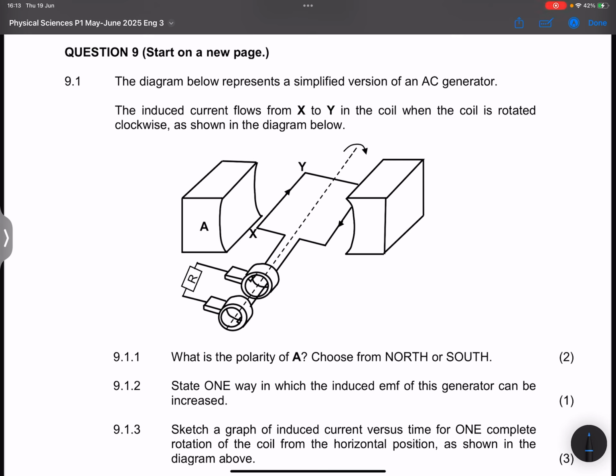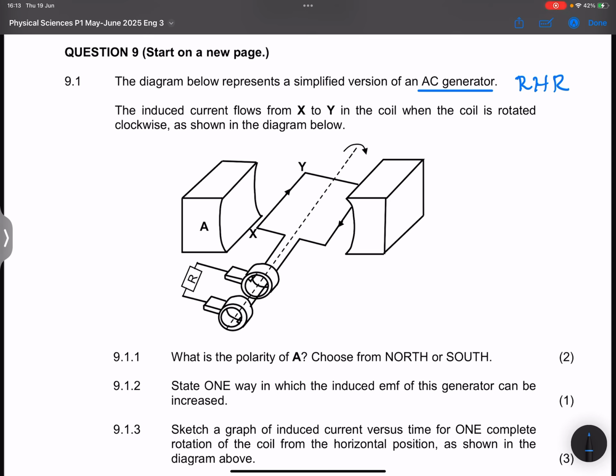Right, now ladies and gents, I want us to please note, because we're dealing with an AC generator, anytime that we are dealing with the generator, we are going to use the right hand rule. Okay, so please remember, once we deal with the motor, that is when we are going to be using our left hand.